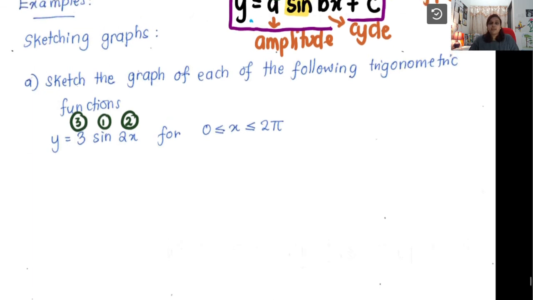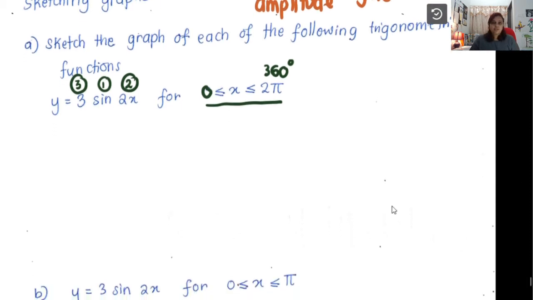Following up? Now, they have given us the domain. So, you need to draw from 0 to 2 pi. 2 pi is 360 degrees. Okay, make sure you know this, 360 degrees. But don't write 360 degrees because the question already states 2 pi. So in your diagram also, you write 2 pi. Okay, don't write 360.